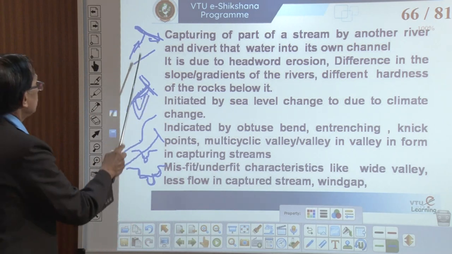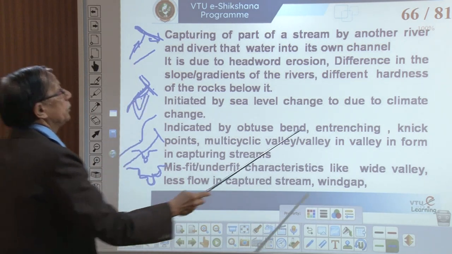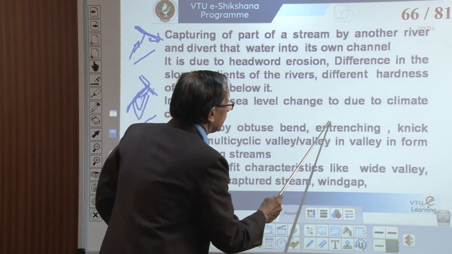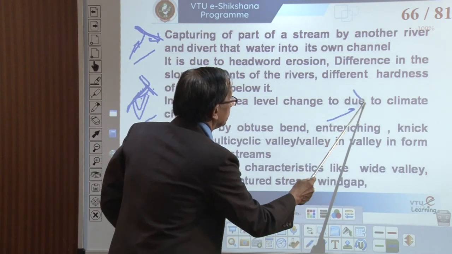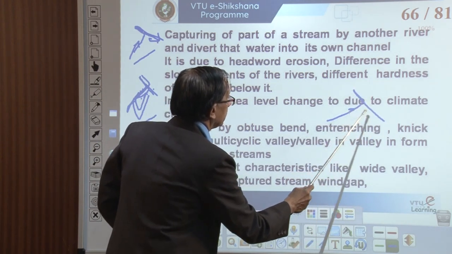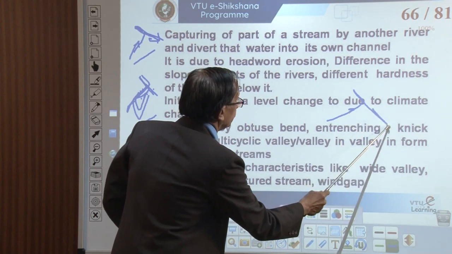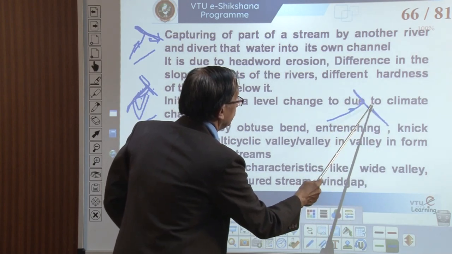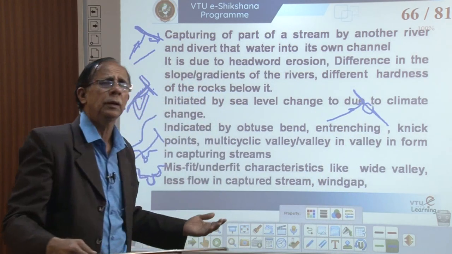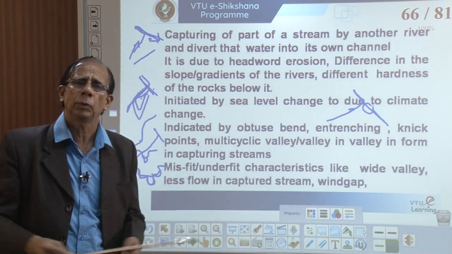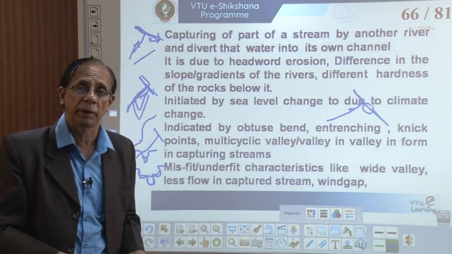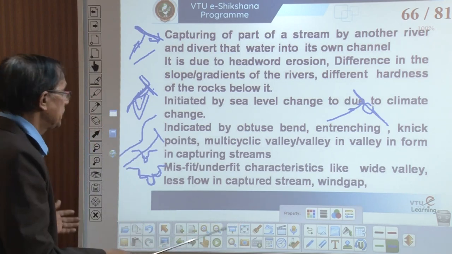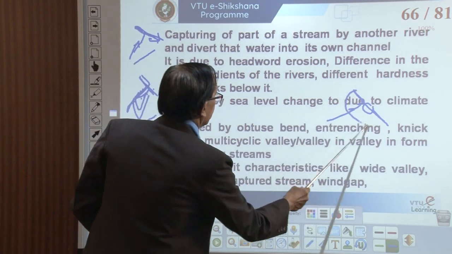And this is the wind gap. What is a wind gap? If this is the river, this is the river, and it is diverted like this and henceforth the river flows here, this water flows here, in between there is no flow, only a valley-like form but no flow at all, we call it a wind gap. Such kinds of features we find in this area.